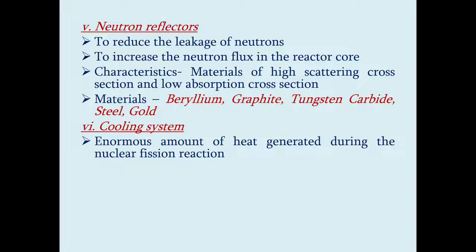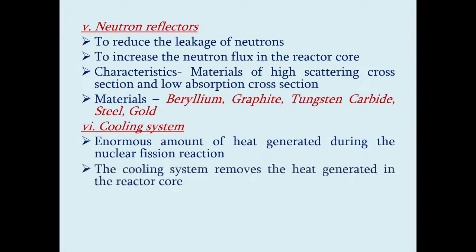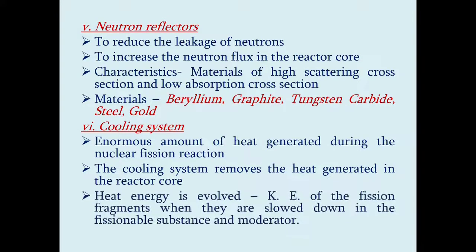Next, the cooling system. We know during each nuclear fission a huge amount of energy is emitted. When this huge amount of energy is emitted from the nuclear core, if we don't have a proper cooling system, the nuclear reactor may blast. So to remove the excess heat generated in the nuclear core, we have a cooling system which is continuously running over the nuclear core. The heat energy evolved here is because of the kinetic energy of the fission fragments when they are slowed down in the fissionable substances and moderator.